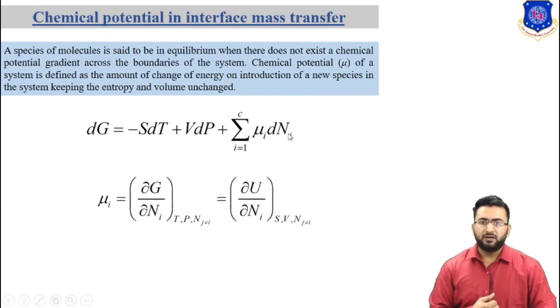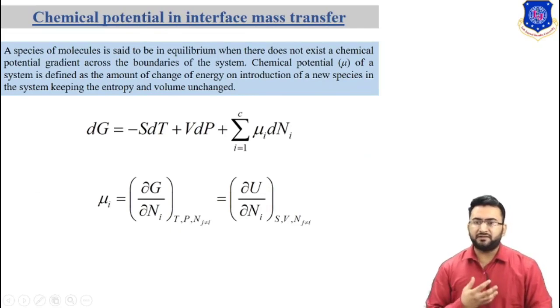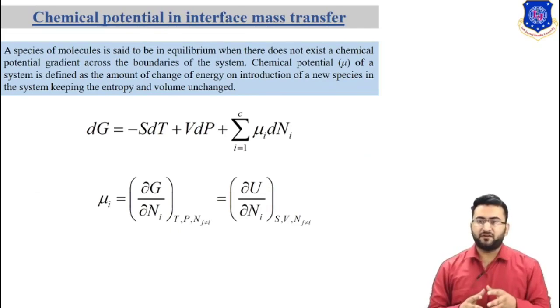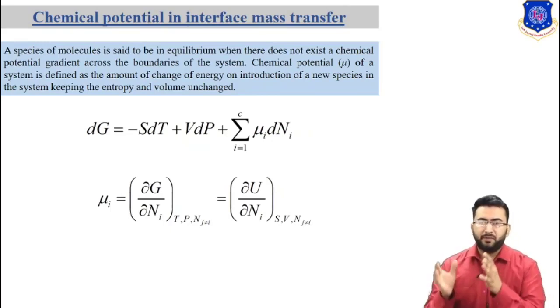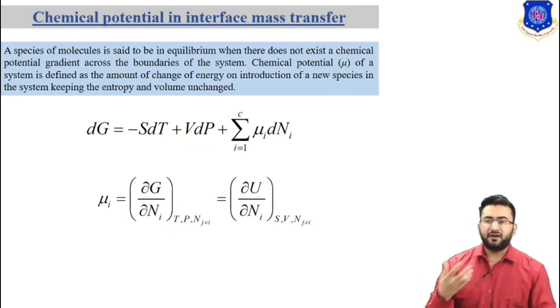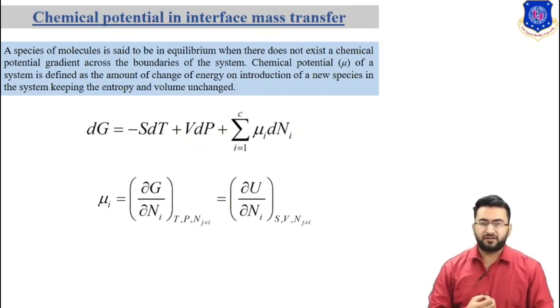Now let's talk about the chemical potential in interface mass transfer. A species of molecule is said to be at equilibrium when there does not exist a chemical potential gradient across the boundary of the system. Chemical potential, denoted by mu, of a system is defined as the amount of change of energy on introduction of a new species in a system keeping entropy and volume unchanged. Typically, partial molar Gibbs free energy is referred to as the chemical potential of a system.